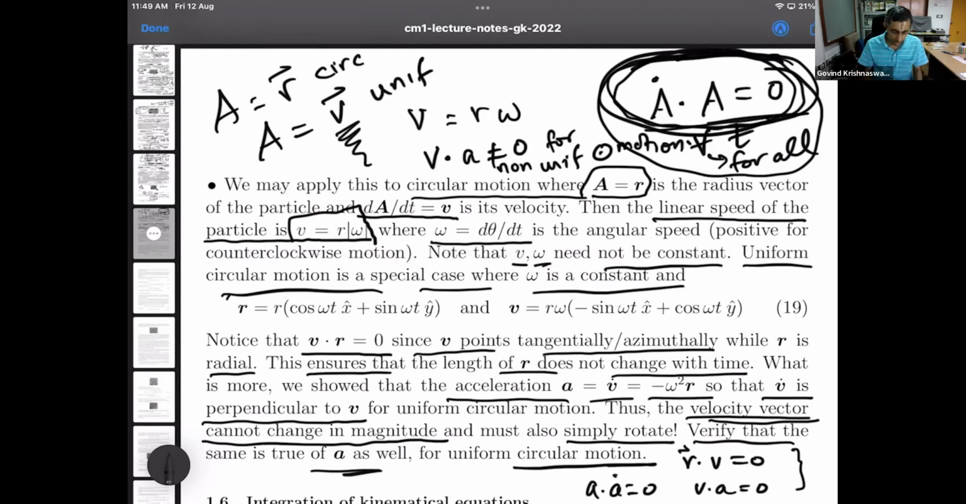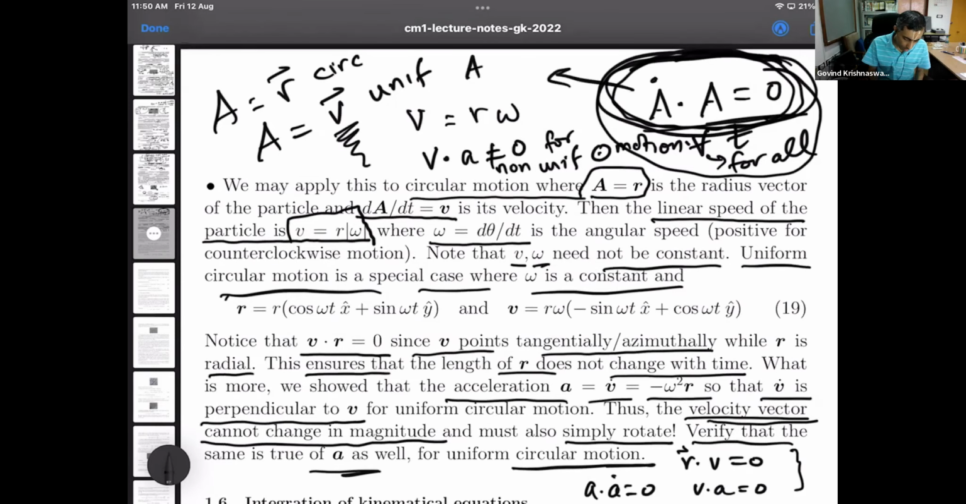As a side remark, I said that this formula, scalar product of A with A-dot equal to 0, can be used in any dimension. It can be applied in 3 dimensions also. It will still apply that the vector A is purely rotated at that instant of time. It is not elongated or shrunk. So this means that A rotates, does not shrink or elongate. Those words apply whether you're in 3 dimensions or 2 dimensions.